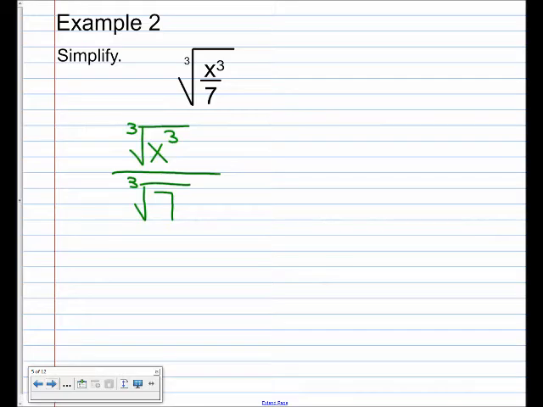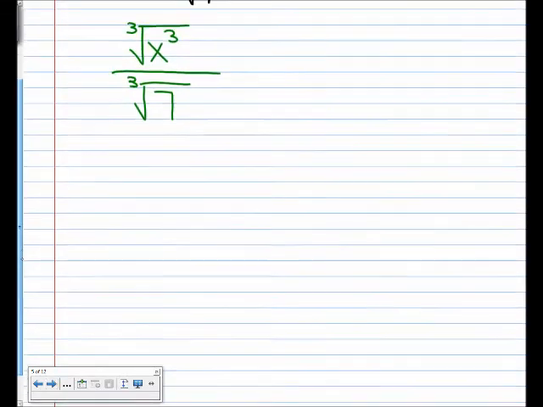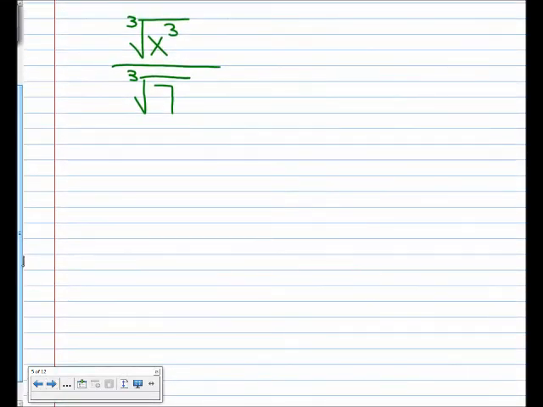The reason I do that is because you should see the numerator. I can take the cube root of x cubed. What is the cube root of x cubed? X to the 1st power, right? 3 divided by 3 is 1. So we have x to the 1st power over the cube root of 7. Now that is the answer.